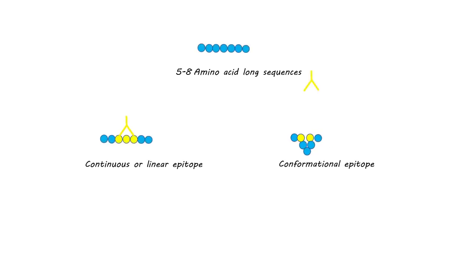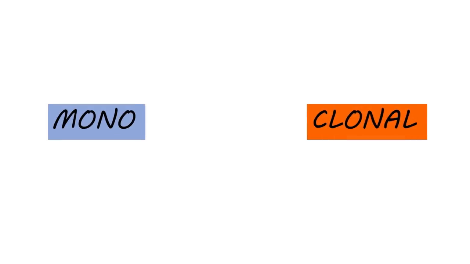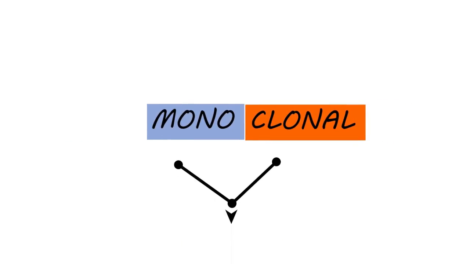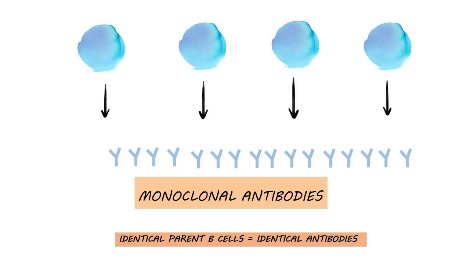A point to keep in mind is that antibodies are produced by a very important component of our immune system called the B cells. Let's now look at what monoclonal antibodies are. The simplest definition can be derived from the word monoclonal itself, meaning single clone. So if you look at the figure here, this is a B cell. This B cell is cloned to produce several exactly similar B cells. The antibodies generated by these structurally and genetically exactly similar B cells are called monoclonal antibodies. Since their parents are identical, they would be identical as well.